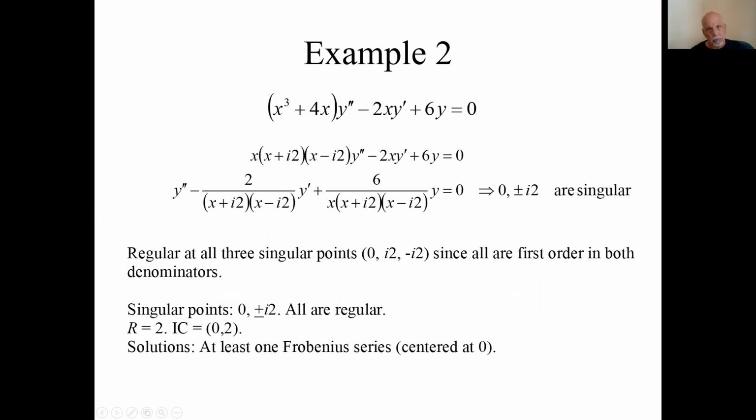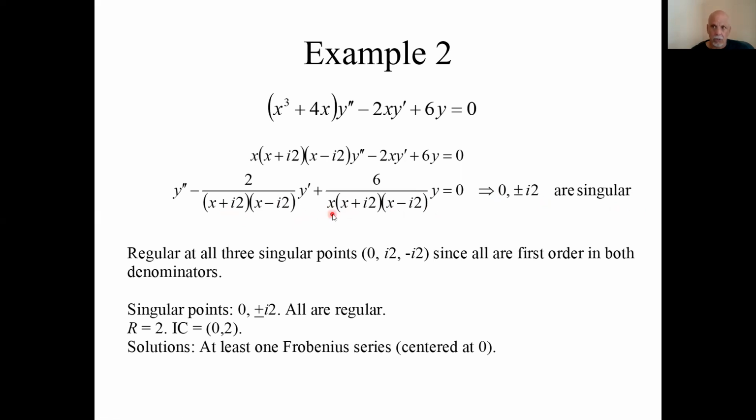Here's another example. Here's our ordinary differential equation. We'll factor this guy. Here's our P. Here's our Q. Remember, it's all of them combined, all the roots combined. Here the roots are plus or minus 2i, and here the roots are plus or minus 2i and 0. So our singular points are 0 and plus or minus 2i. Nothing is repeated at all, so all of them are singular.